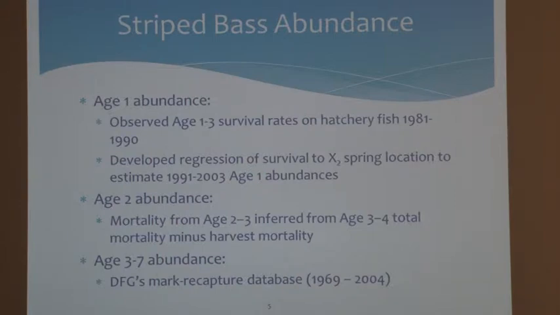For age 2, mortality from age 2 to age 3 was inferred from age 3 to age 4 total mortality minus the harvest mortality of age 3 to 4. So that's basically saying that we're removing the harvest component of the age 3 to age 4 and applying that to the age 2 to 3. Age 3 to 7 abundances were a little more straightforward, as they were more readily available from the Department of Fish and Game, and now Department of Fish and Wildlife, mark and recapture study. And these abundances were available from 1969 to 2004.